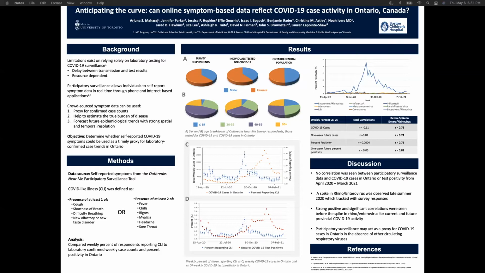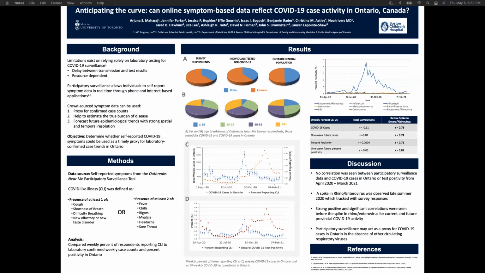Next, testing is very resource dependent. The volume of tests changes greatly from day to day, and even month to month and week to week. The differing number of tests performed can make trends in COVID-19 over time difficult to interpret and predict.